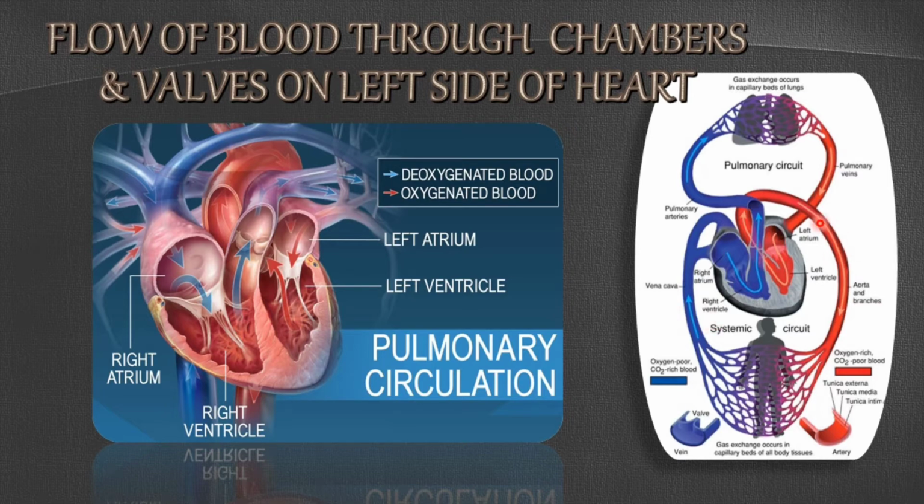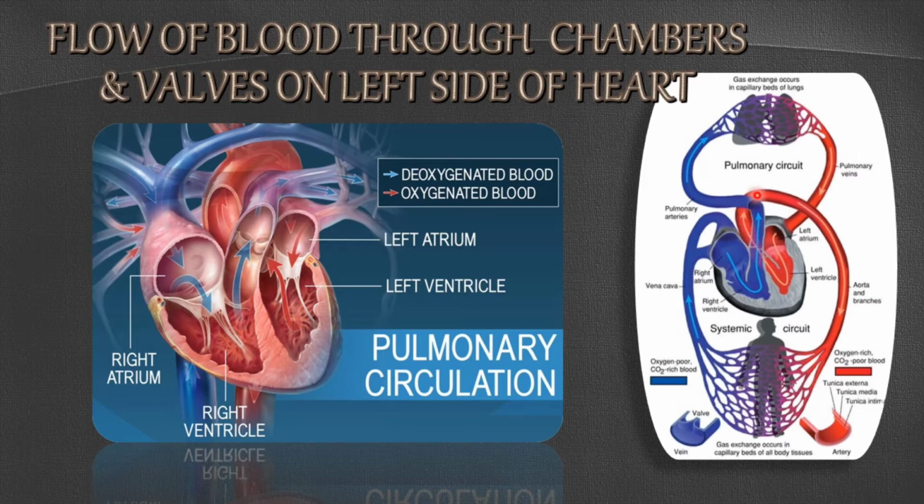And then this blood, which is getting oxygenated from the lungs, will enter through the pulmonary veins into the left atrium of the heart, and then from the left atrium it will go to the right ventricle of the heart. From the right ventricle it will go into the ascending aorta by passing through the aortic valve.